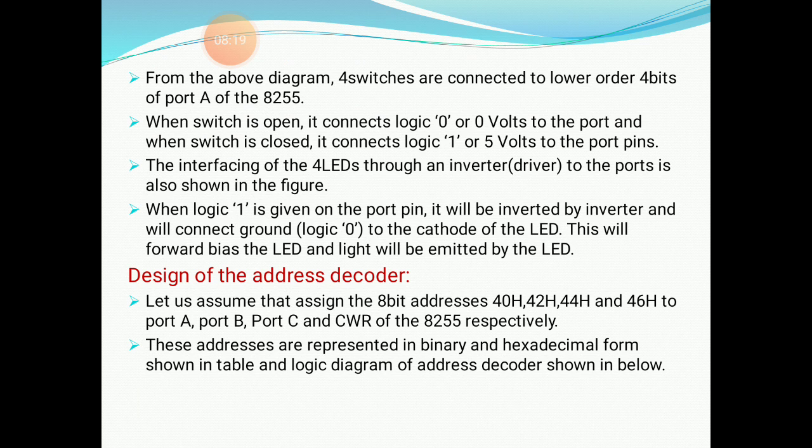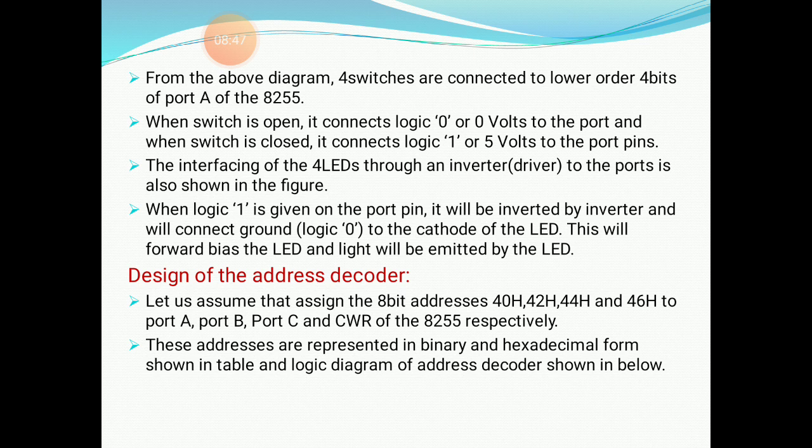The interfacing of 4 LEDs through an inverter, that is a driver, to port B is also shown in the figure. When logic 1 is given on the port B pin, it will be inverted by the inverter and will connect ground or logic 0 to the cathode of the LED. This will forward bias the LED and light will be emitted by the LED.